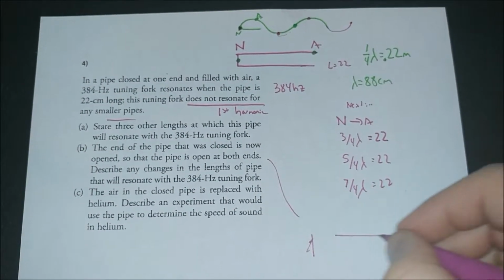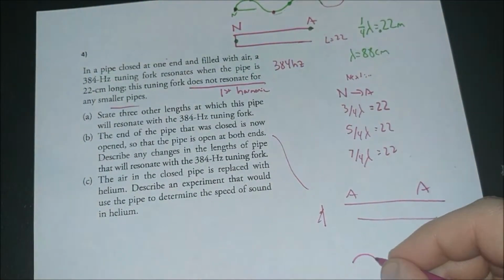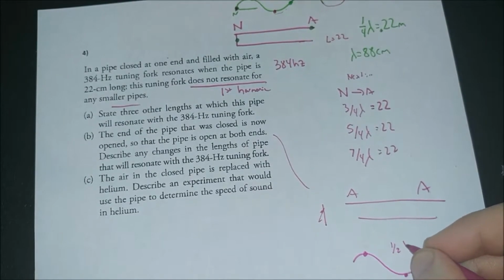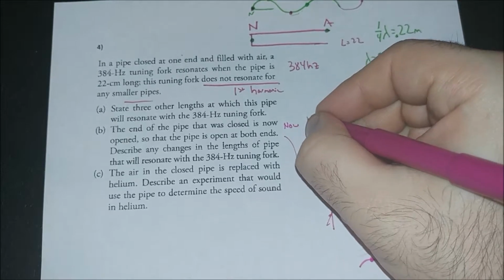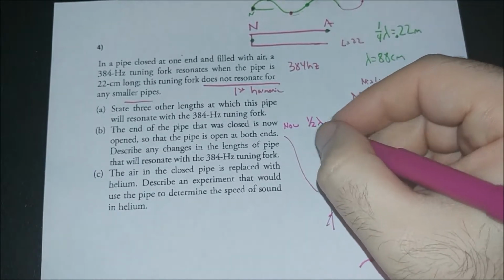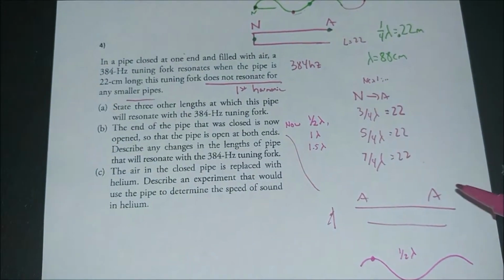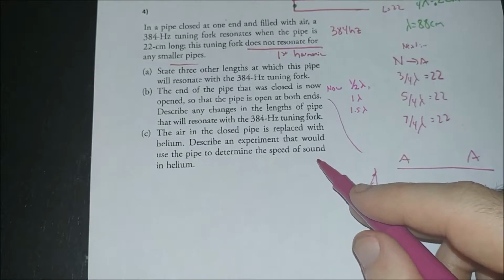Now, let's say it's open at both ends. Well, it's going to be an antinode that makes it resonate, not a node antinode. So if I draw my wave from antinode to antinode, that's no longer 1/4 of a wave. That's going to be half a wave. So now it won't resonate like it did before because it would have 1/4 of a wave. It needs a half wave. It's open. So it's going to resonate at half a wave, 1.5 waves, instead of 3/4, 5/4, 7/4.